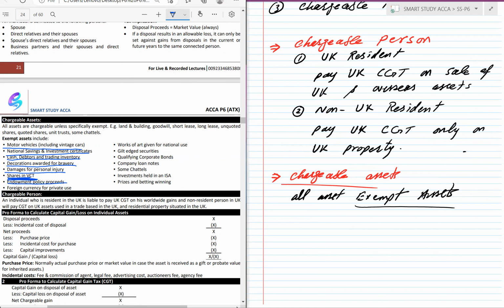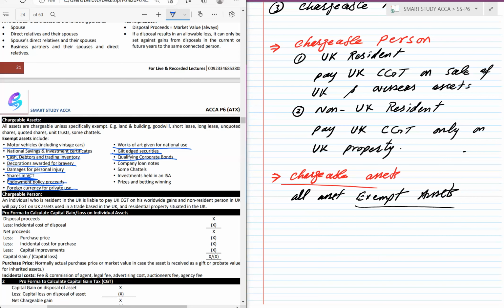Endowment policy proceeds. Details are not required over here. So if you receive anything from this policy, it is totally exempt. Foreign currency for private use. If you have any foreign currency, it is totally exempt. Work of art given for national use, just like a portrait of any national hero, totally exempt. Gilt-edged securities, students, any type of certificates or securities are totally exempt.